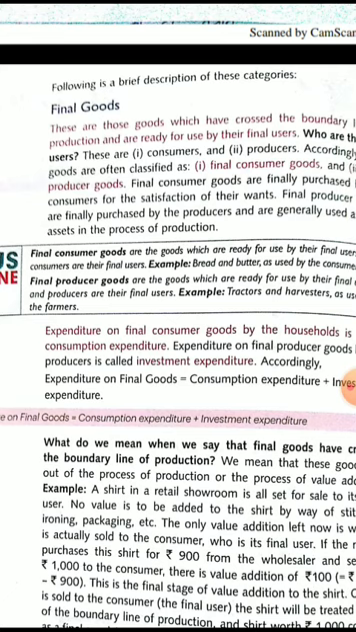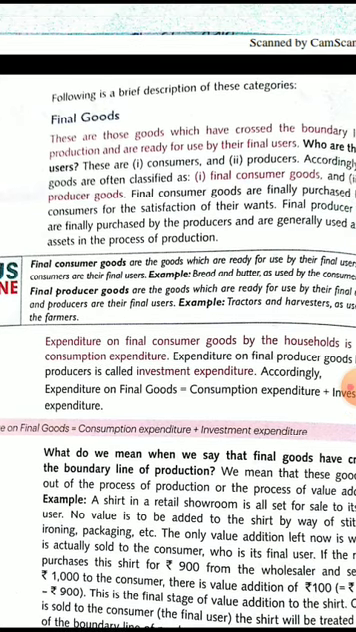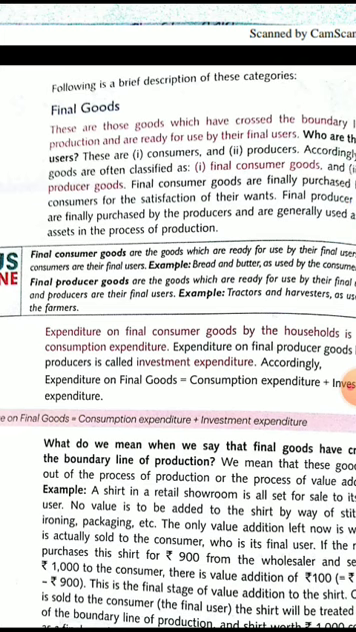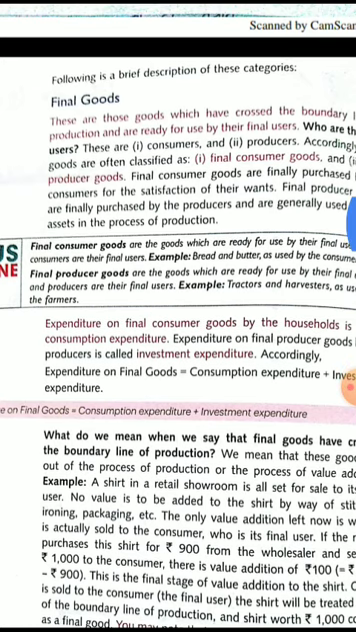We know that if a farmer purchases a tractor once, then he will use this machinery for several years. So he is the final consumer, but he uses these goods for further production. So this is a final producer good, because here the farmer who is the purchaser of this tractor is the final consumer in this situation.